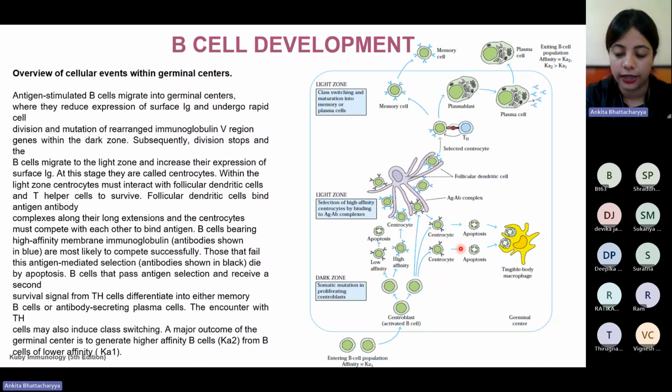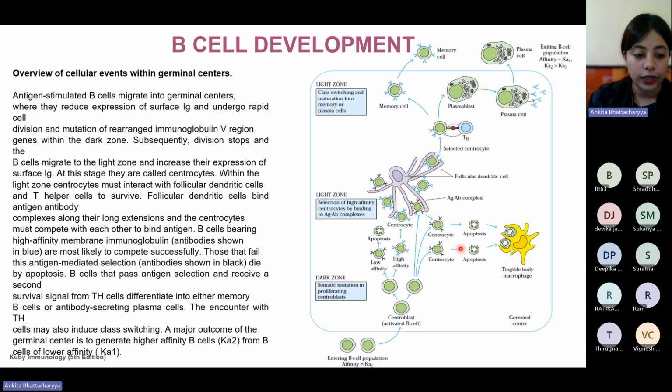If they are able to interact with very high affinity, then they are selected for. If they have low affinity, they would undergo apoptosis. So those that pass the antigenic selection and receive a second survival signal, or a supportive signal, from T helper cells will then differentiate into memory B cells or antibody secreting plasma cells. The encounter with T helper cells, like we already discussed, might also induce class switching.